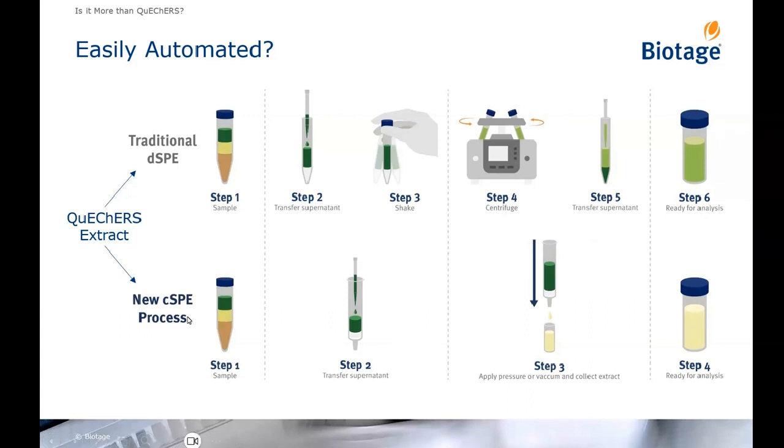But the nice thing about the CSPE process is you can have the system transfer the supernatant, the extract, to the SPE column. The system will push it through the column, and it will actually collect it all in the same step. And so you minimize the steps, and it's much easier to automate. And that's one of the biggest benefits outside of the actual data benefits.